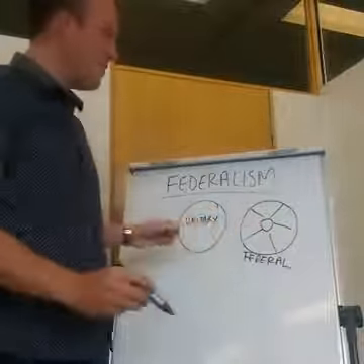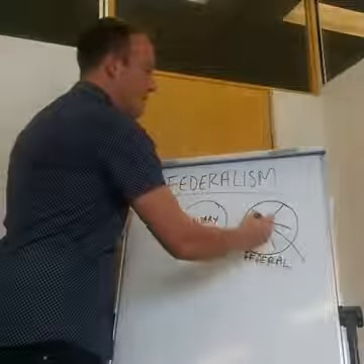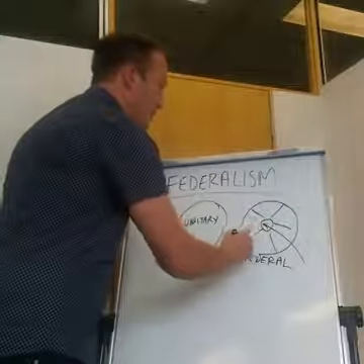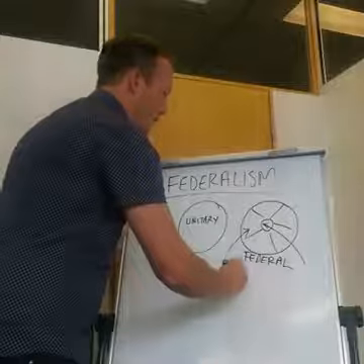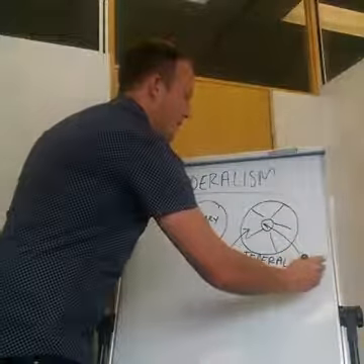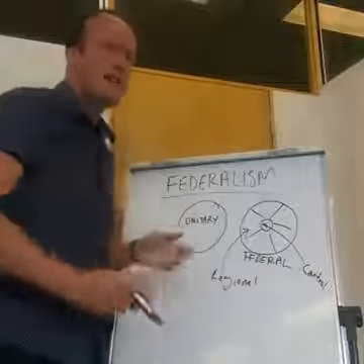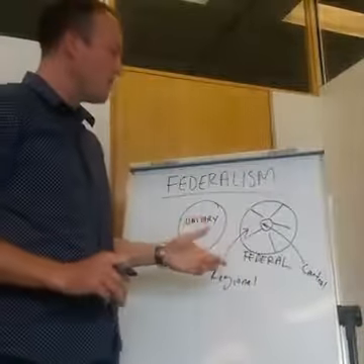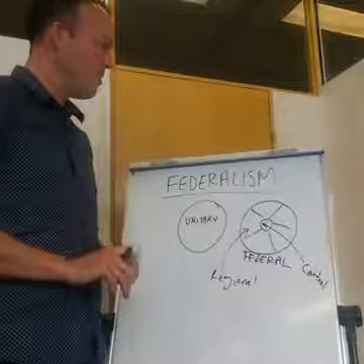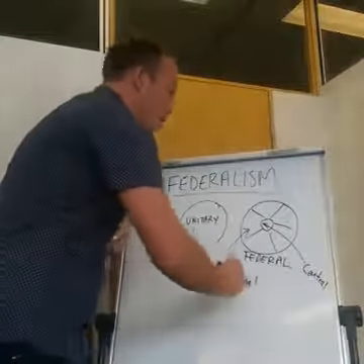We have a central government that's based in Canberra, so that's this one. And then we've got regional governments, which are the states. The other thing that's key about a federal system is that power is divided between these two different governments. So that's called the division of power.